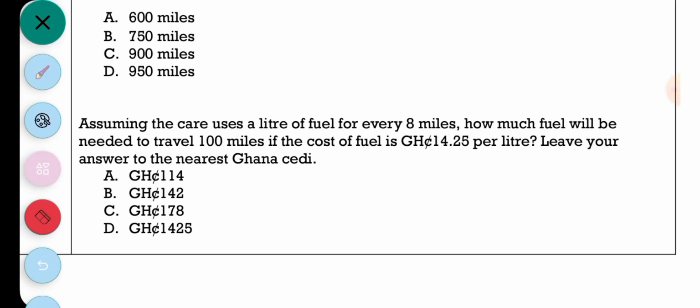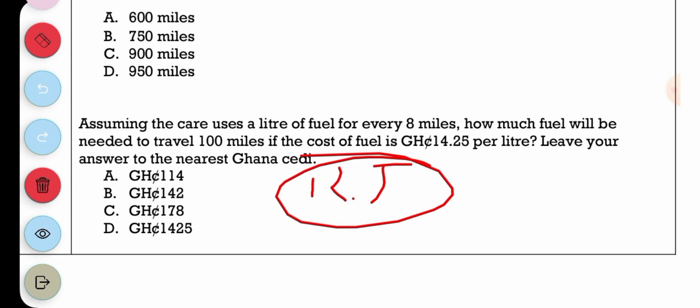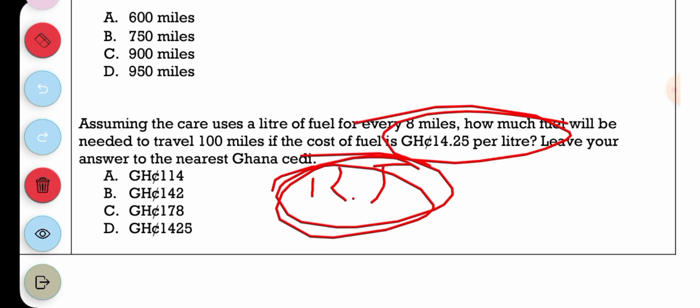Assuming the car uses a liter of fuel every 8 miles, how much fuel will be needed to travel 100 miles, since the cost of fuel is 14.25 per liter? Give your answer to the nearest Ghana cedis. Now, for every liter, it's 8 miles and you travel 100 miles. So 100 divided by 8, you're going to end up with 12.5. So 12.5 liters multiplied by the cost per liter will give you C, 178 Ghana cedis.